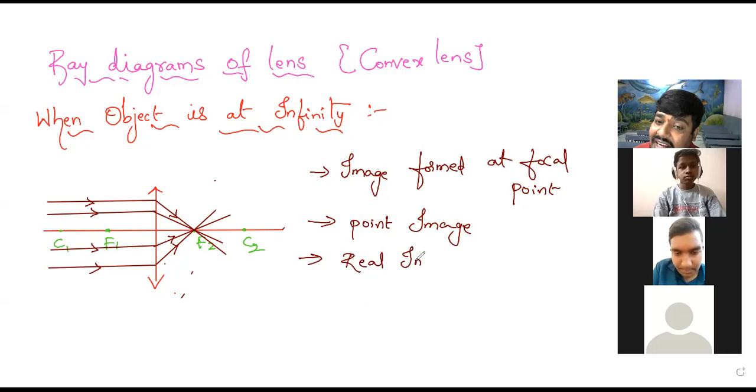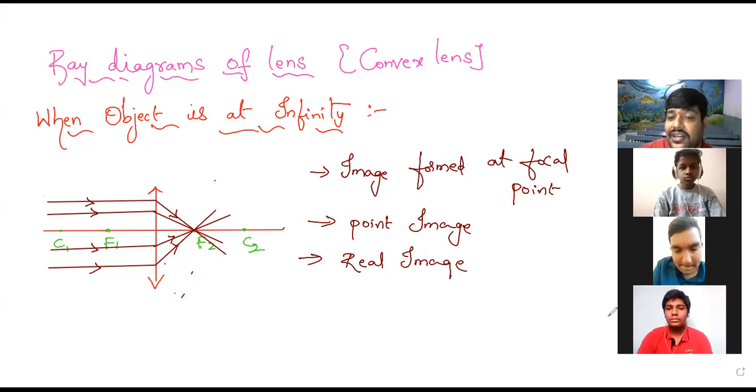Yesterday I said that a real image is when the object is on this side and the image is on the other side. When the object and image are both on the same side, it is said to be a virtual image. Understood? So, when the object is at infinity, the image is formed at the focal point, a point image and a real image.